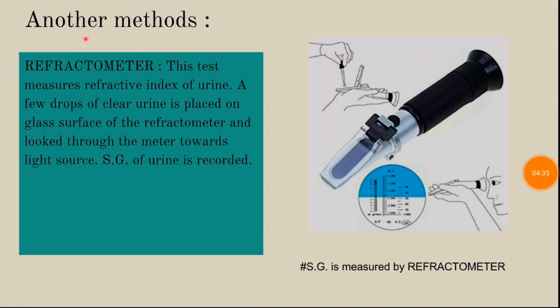The next method is the refractometer method. This test measures refractive index of urine. A few drops of clear urine is placed on the glass surface of the refractometer and look through the meter towards the light source. The specific gravity of urine is recorded. So this is how it is done.